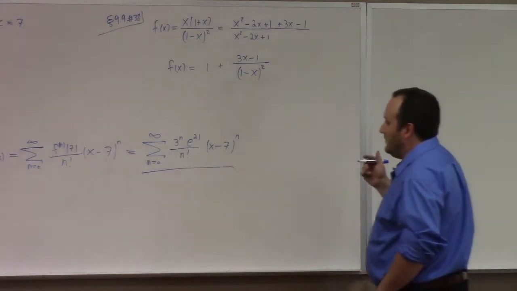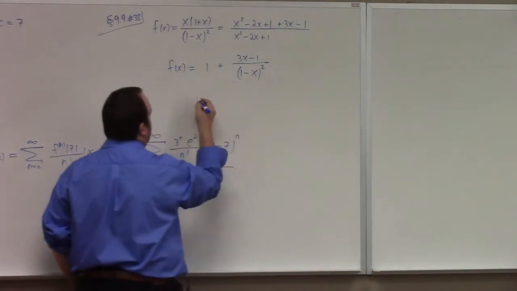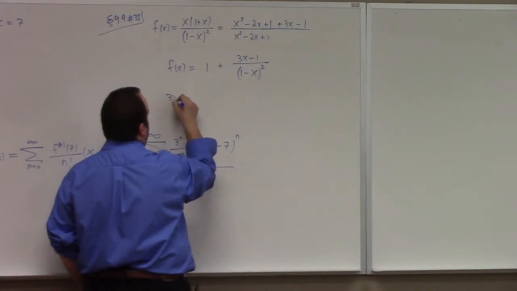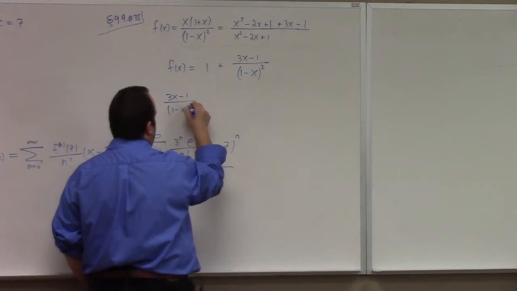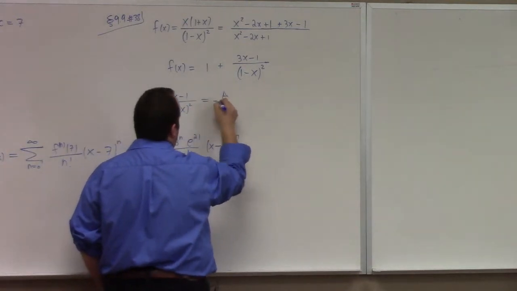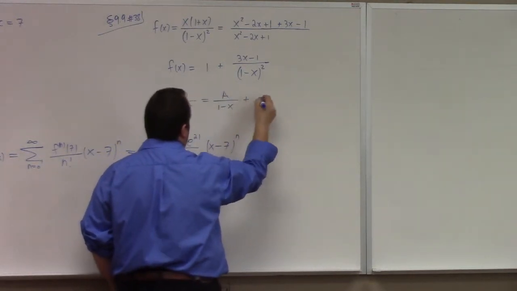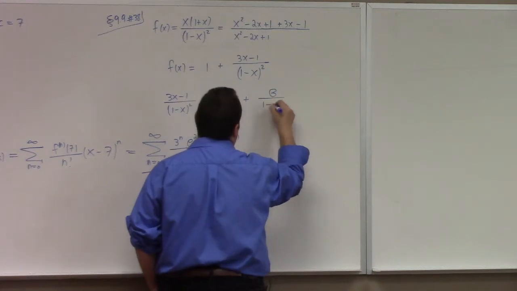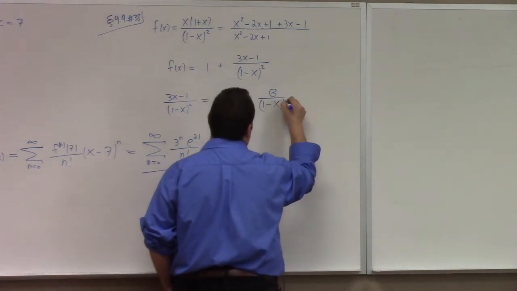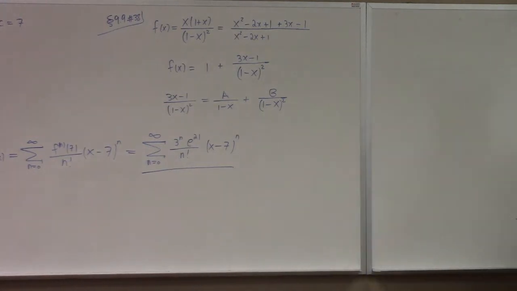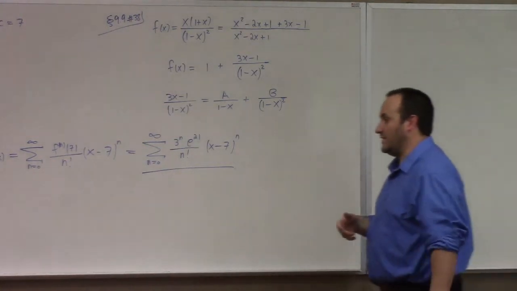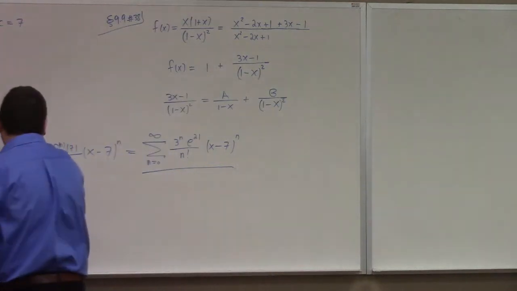And then I think the smartest way to go from here, or at least a way to do it anyway, is to say A over 1 minus x plus B over 1 minus x squared, because that's the partial fractions decomposition here. So I can peel off part of it, which is directly geometric. Let's do that.